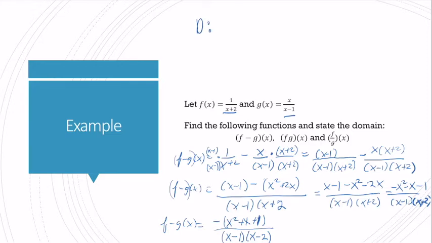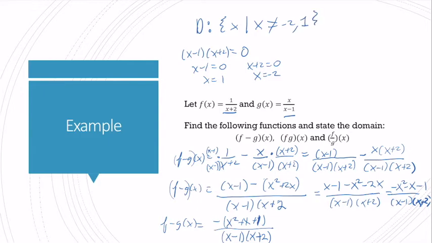We figure out what variable values need to be left out of our domain by setting our denominator equal to 0. So I have x minus 1 equals 0 and x plus 2 equals 0, using the zero factor property. I have x equals negative 2 and x equals 1. So my domain is going to be all x values such that x doesn't equal negative 2 or 1. So that's how we found f minus g of x.